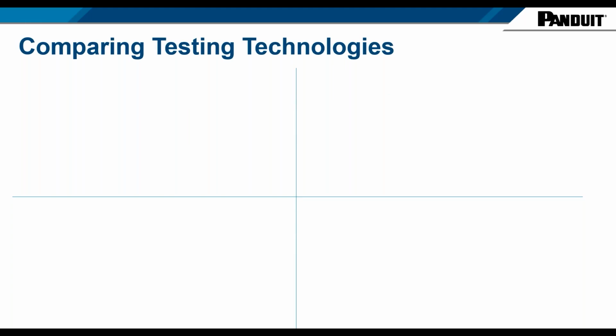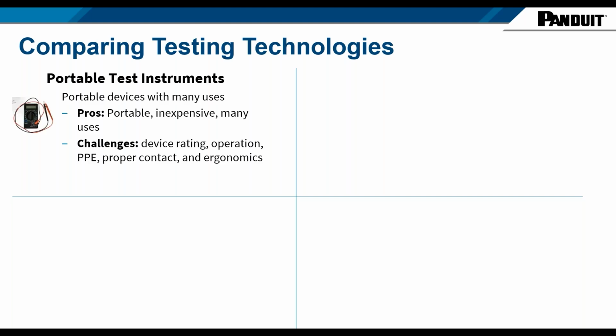I wasn't going to go too far into it, but I do want to cover different testing technologies that are commonly thought of when voltage presence, absence of voltage is thought of. So first and foremost, portable test instruments. Like I mentioned, they came up a long time ago. They've been around quite a bit, and different pros for that. They're portable, they're inexpensive, they have many different uses, right?